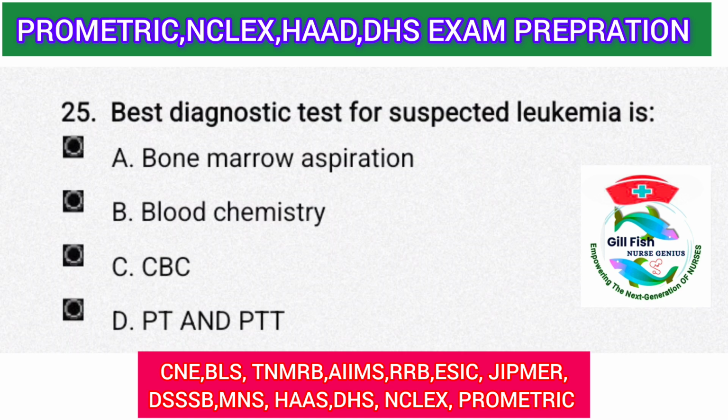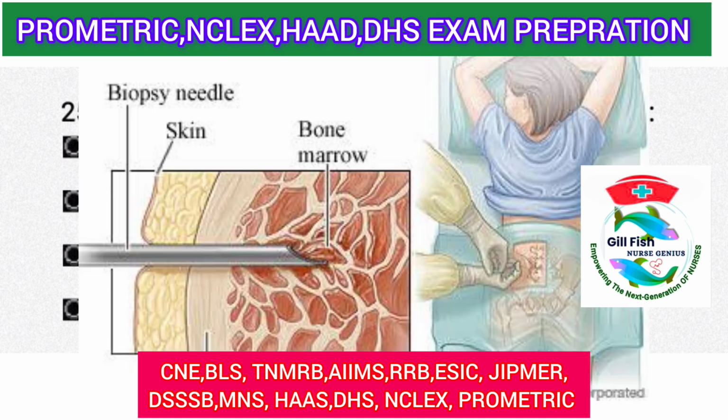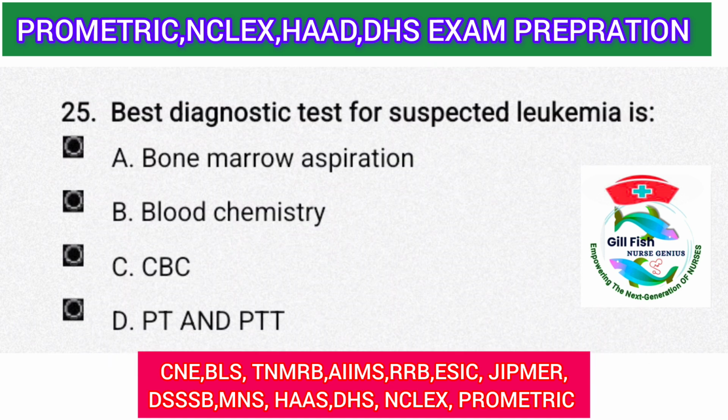Okay, next question. The best diagnostic test for suspected leukemia is option A, bone marrow aspiration, option B, blood chemistry, option C, CBC, option D, PT and PTT, that is prothrombin time. So the question is suspected leukemia, that means we are going to confirm the leukemia. What is the best test? Yes, that is bone marrow aspiration, because we are going to find out all the blood cell counts from the aspiration. So the best answer is option A, bone marrow aspiration.